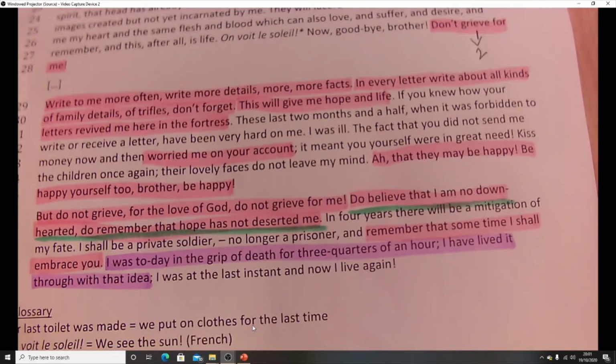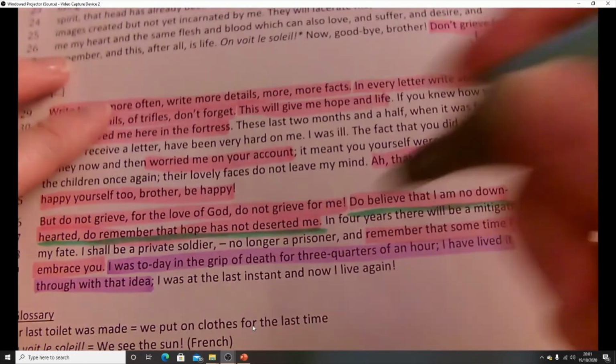So, in 4 years there will be a mitigation of my fate. I shall be a private soldier, no longer a prisoner. And remember that sometime I shall embrace you. I was today in the grip of death for 3/4 of an hour. I have lived through with that idea. I was at the last instant, and now I live again.